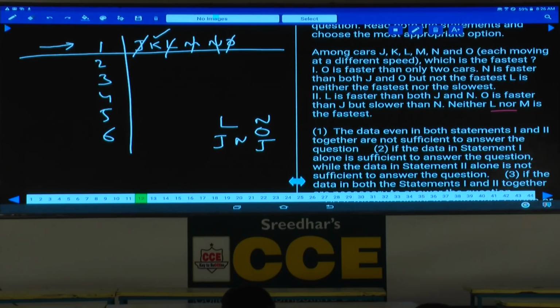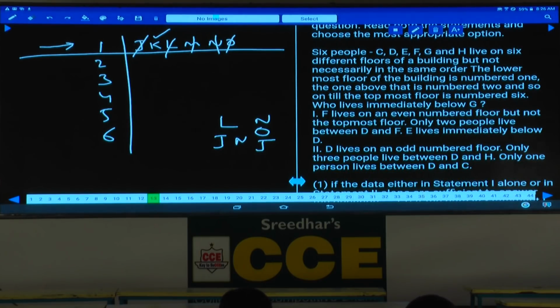Rather than here, our main objective is not to arrange these 6. Our main objective is what? To find out the car which is the fastest. Clear now? Hence only 2 elements are sufficient, that is choice 5, question number 12. Then the 13th one.